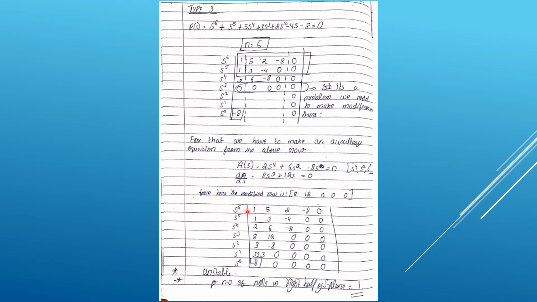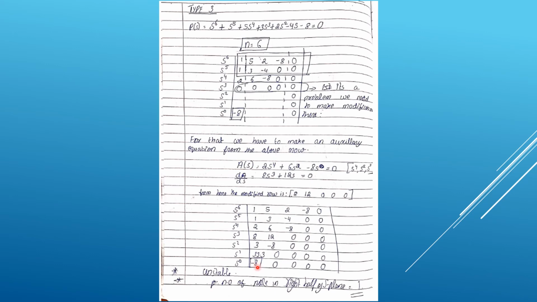Then writing the same Routh array by modifying the s cube row with 8 and 12, we will continue with the further steps, and the last element will be minus 8 only. But check, here the last element is minus 8, so for a naught is equal to 1 greater than 0, there is one element in the first column that is negative, which makes the system unstable.